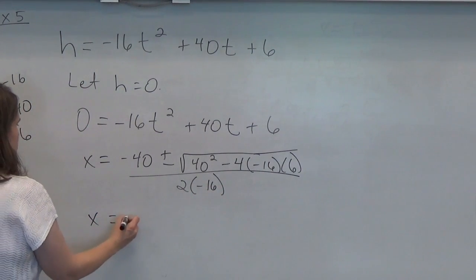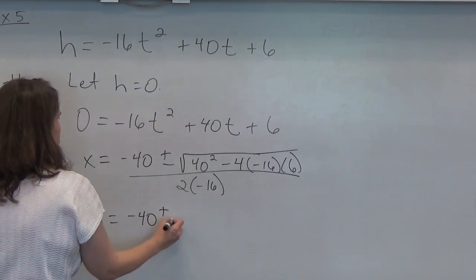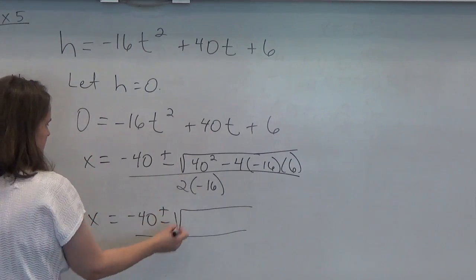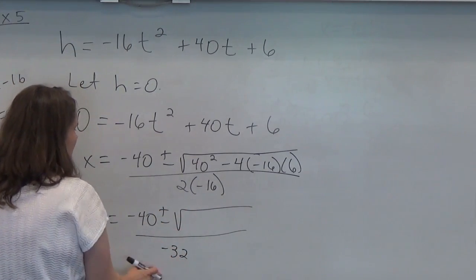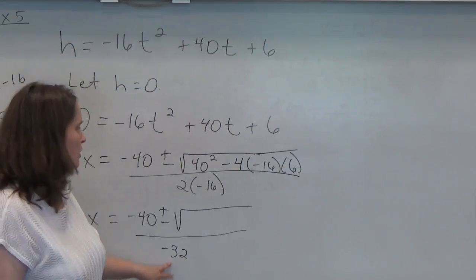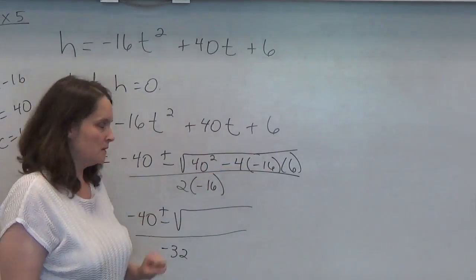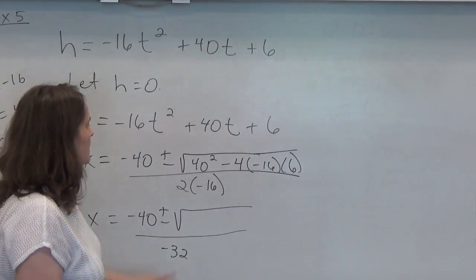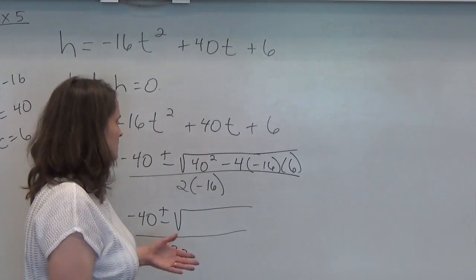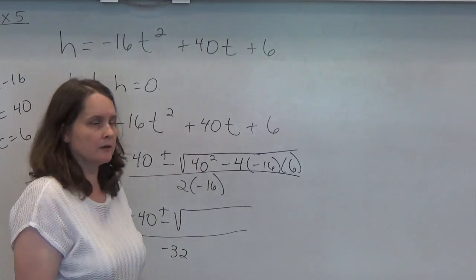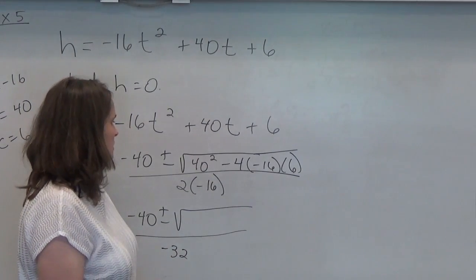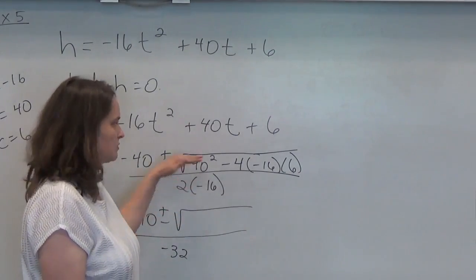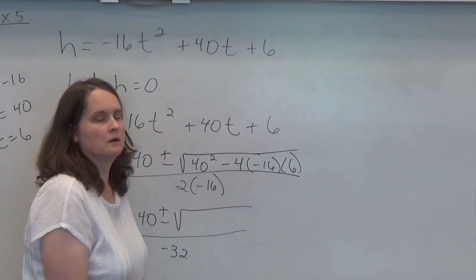So we have x equals negative 40 plus or minus the square root. In the denominator, 2 times negative 16 is negative 32. I like to go ahead and put that step in before I get too bogged down with this piece, just to make sure I don't forget to include it. It's easy to forget that. Up here, what do we have? I would probably pull the calculator out at this point. 40 squared, I'll pause the video and I'll let you see it. I'll let you take it from here and then we'll compare.